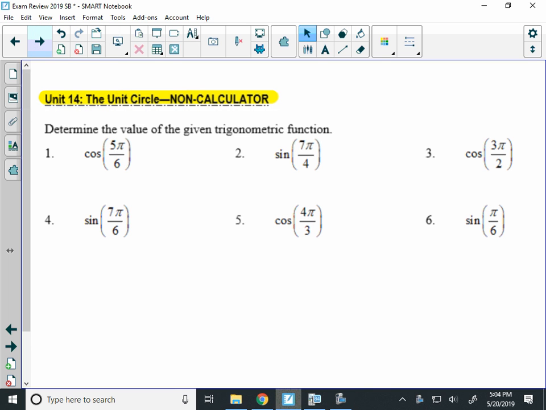All right, let's talk about the unit circle. Unit 14 of our year, the last topic on the semester exam. Determine the value of the trigonometric function. You will not be given a unit circle, so you need to do this without one.